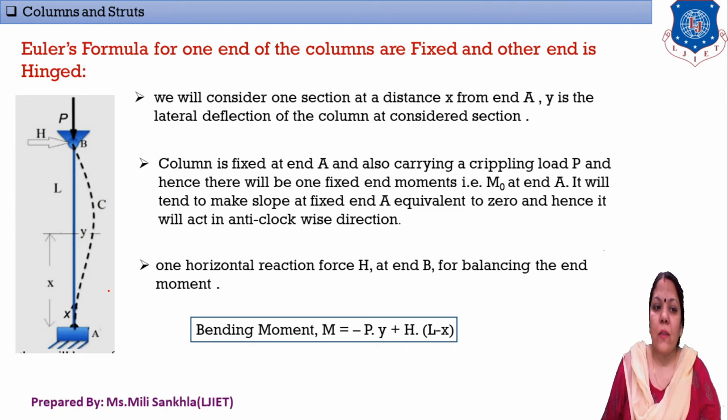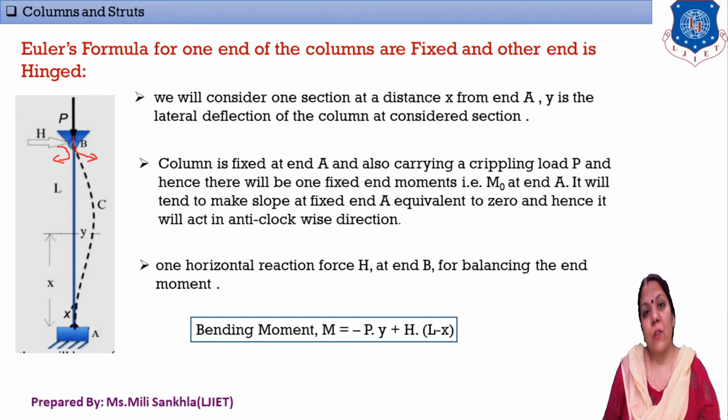Now we can see that from this A point, at distance x, our deflection is equal to y. At B point, I take one horizontal reaction to balance the inducing moment. Overall deflection is equal to y. First of all, we make an equation of moment from this B point. At B, this load P rotates in the anti-clockwise direction with respect to the deflection, so we take P into y. This is our anti-clockwise moment P into y.